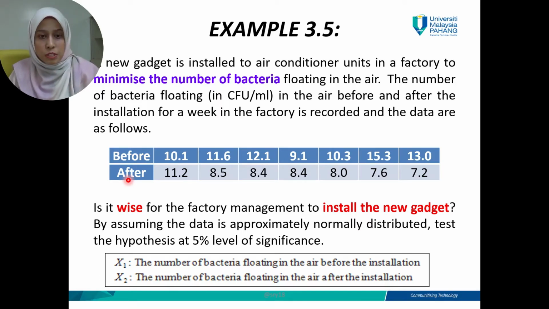What is the question? Is it wise for the factory management to install the new gadget? Is it wise? Okay. So by assuming the data is approximately normally distributed, test the hypothesis at 5% level of significance. So here alpha is 0.05. And for this question, the variable is the number of bacteria floating in the air. Okay, so that is what is being recorded. That is your variable.